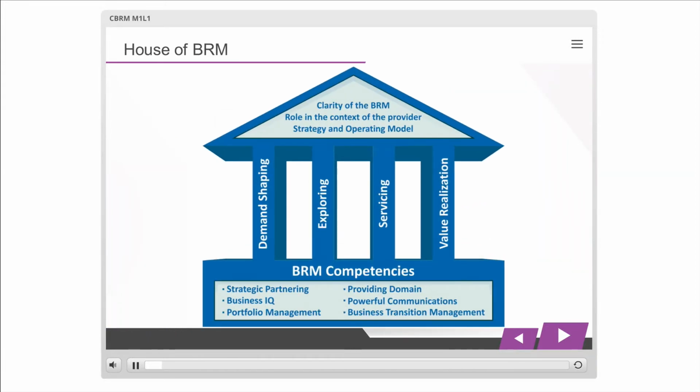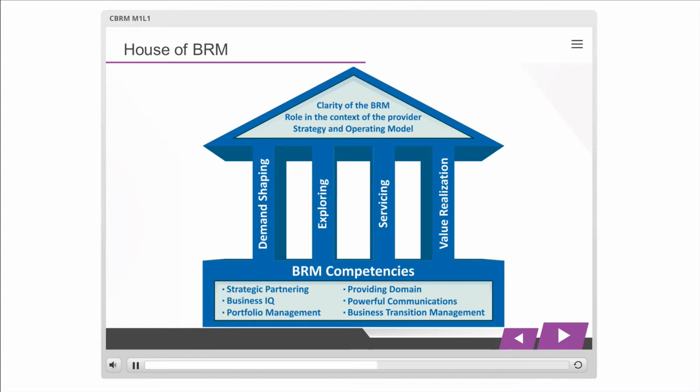You can see the house of BRM on your screen. You should be familiar with this graphic and recognize it as a visual means of conveying the key aspects of a successful business relationship management role, discipline, and organizational capability. At the bottom, you can see the competencies needed for effective BRM and for ensuring that it delivers value to both the provider organization and its business partners. The competencies provide the foundation on which BRM is built.